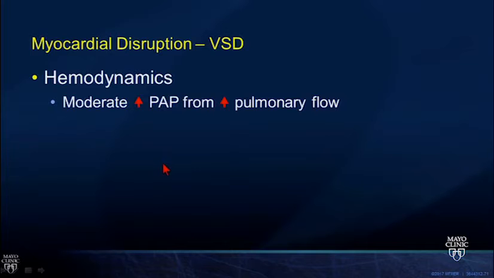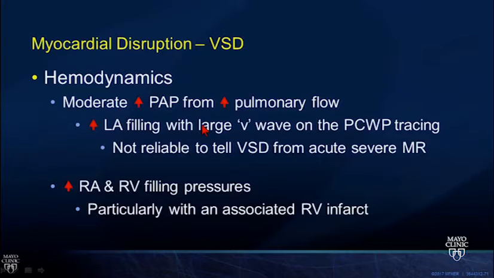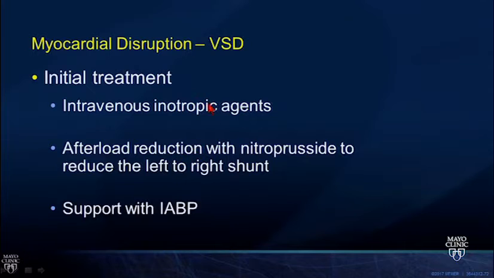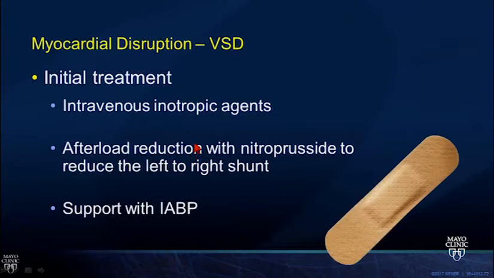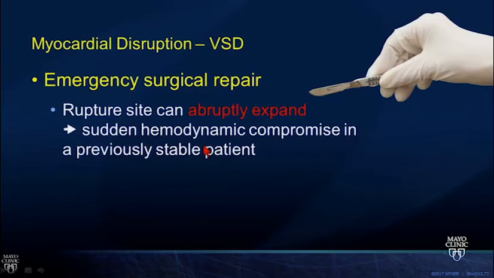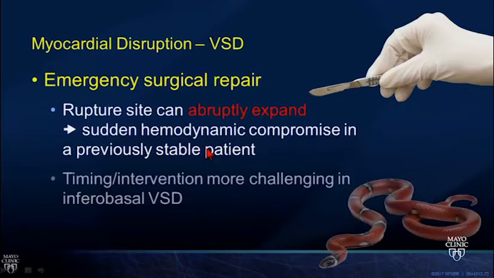Hemodynamics, you do get an increase in pulmonary artery pressures from that pulmonary flow, and so you get a V wave. So a V wave is not a great way to distinguish between MR and VSD. Initial treatment, inotropes, afterload reduction, balloon pump, these are all a Band-Aid. What you want is to get your surgeon involved, because even a stable rupture can abruptly expand.